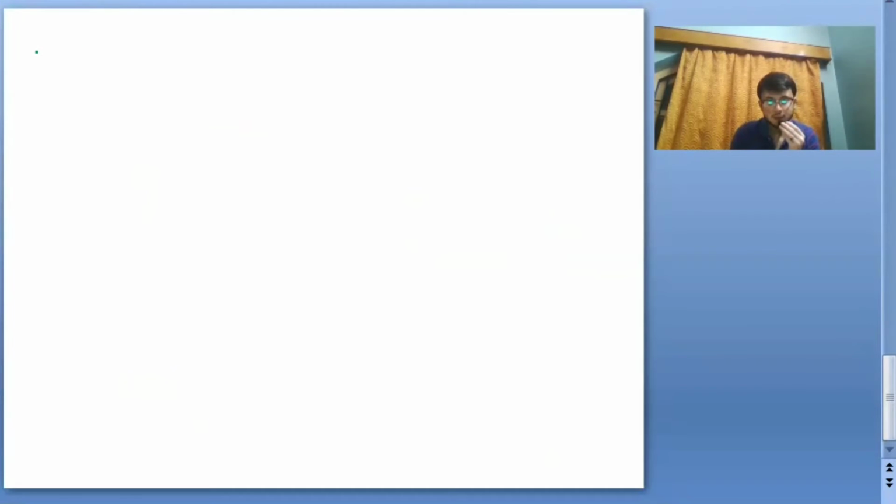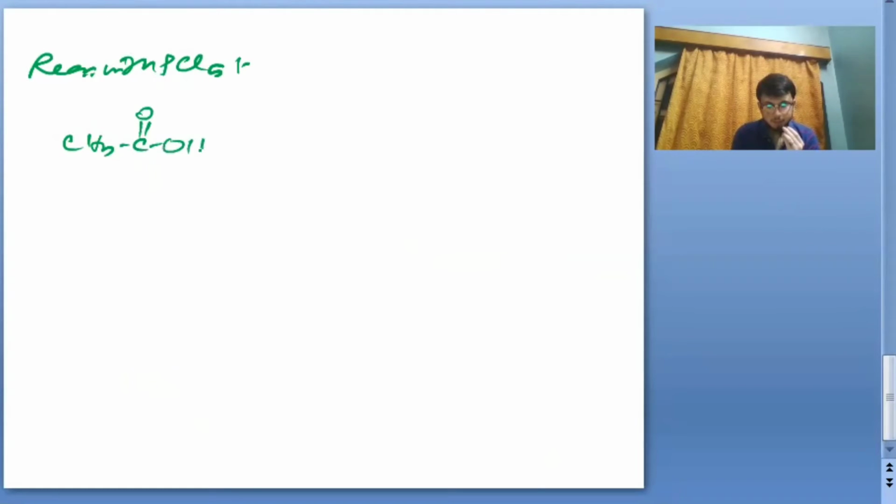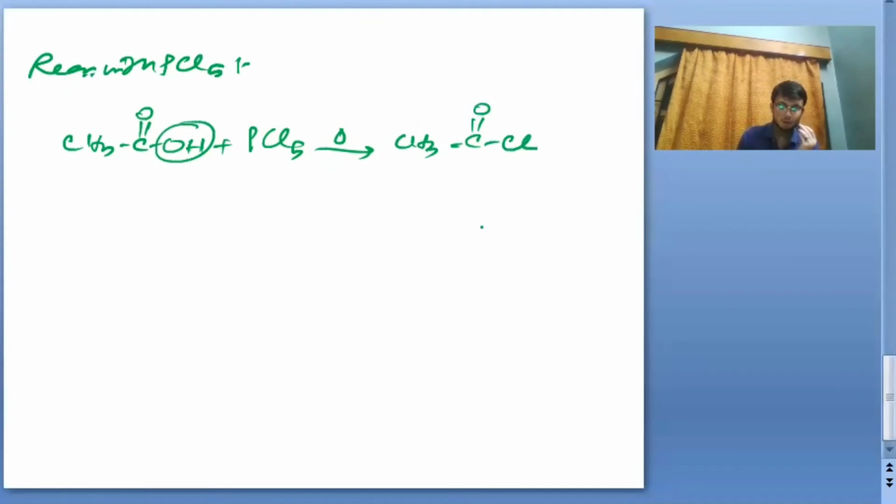So let us see some general reactions of the carboxylic acid. Reaction with PCl5. So let us see, if we react it with PCl5 and give it some heat, then what happens? This OH gets replaced by Cl, and the final product will come like this. So it forms an acid halide.